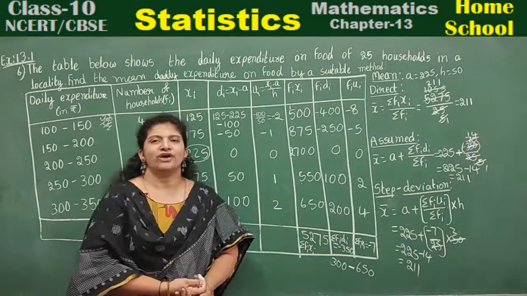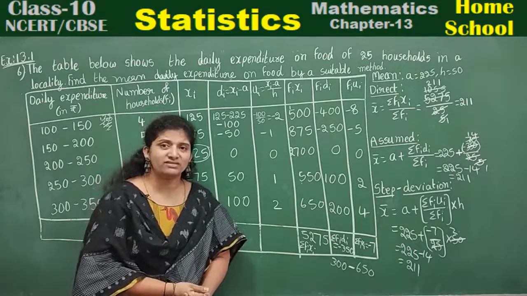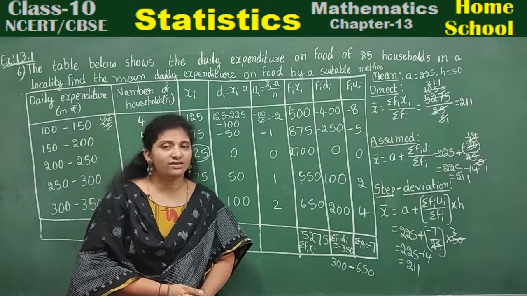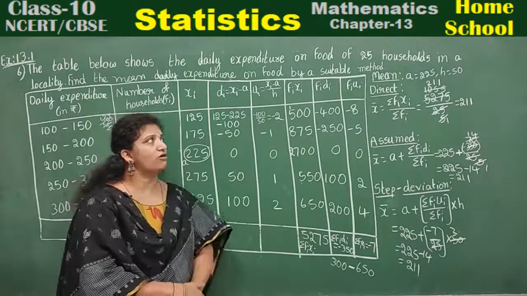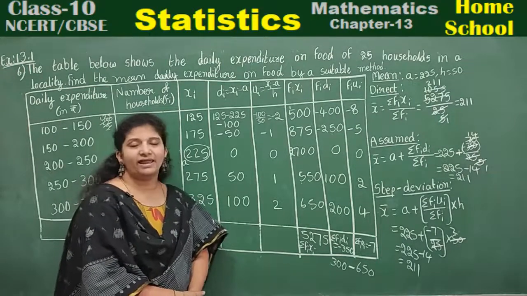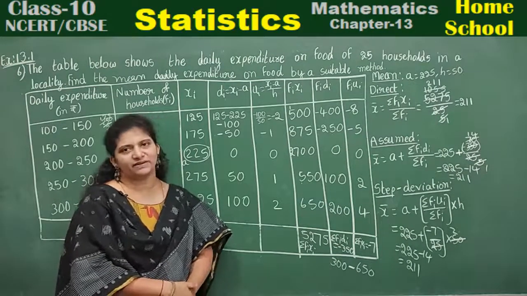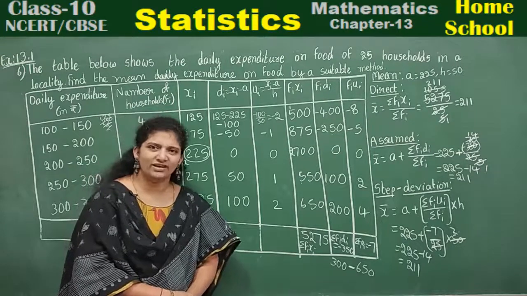That is equal to 211. So finally, you can compare all the three methods. We got the same answer, that is 211. Therefore, the mean daily expenditure on food is rupees 211. Average food expenditure per day is rupees 211.